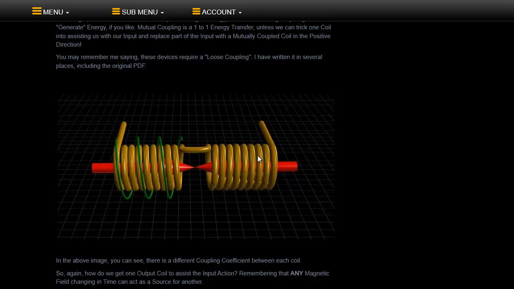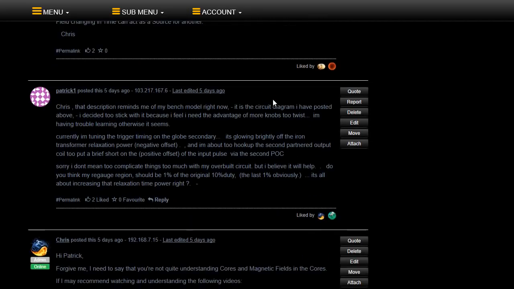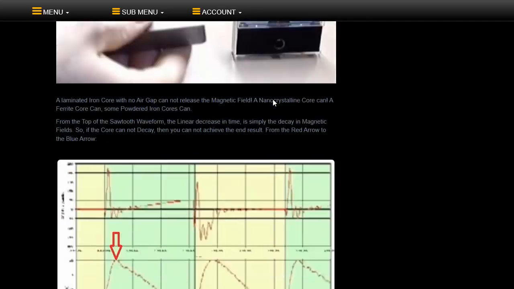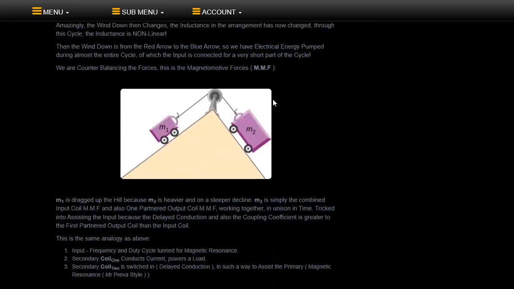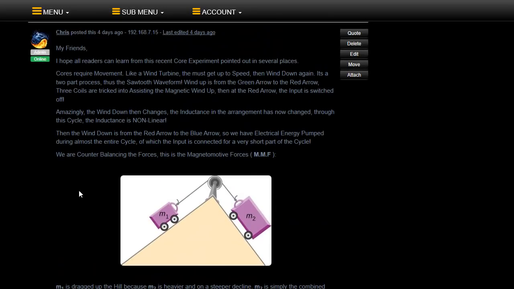So we have three magnetic fields. It's an asymmetrical device. I've tried to cover this in quite a few different posts, and I've tried to make it as understandable as possible.